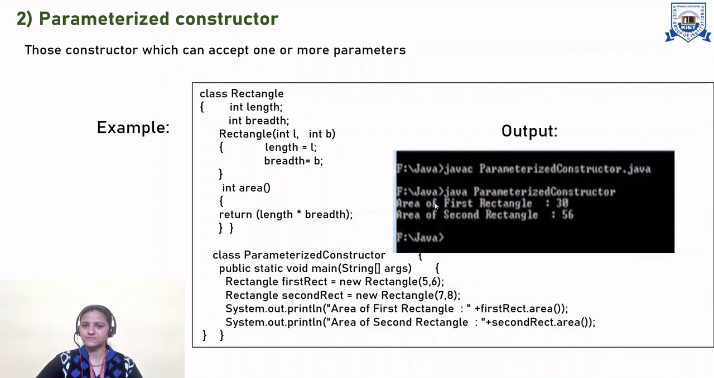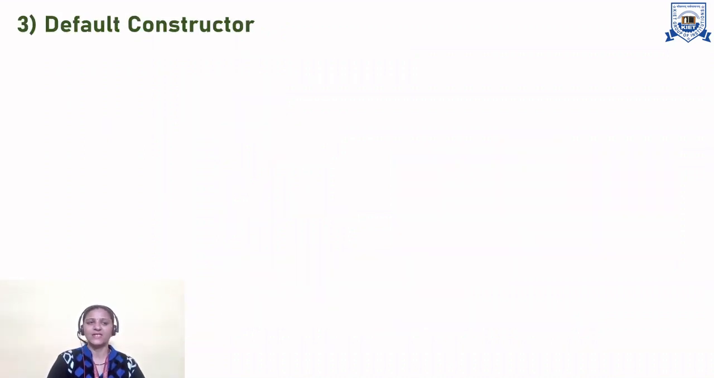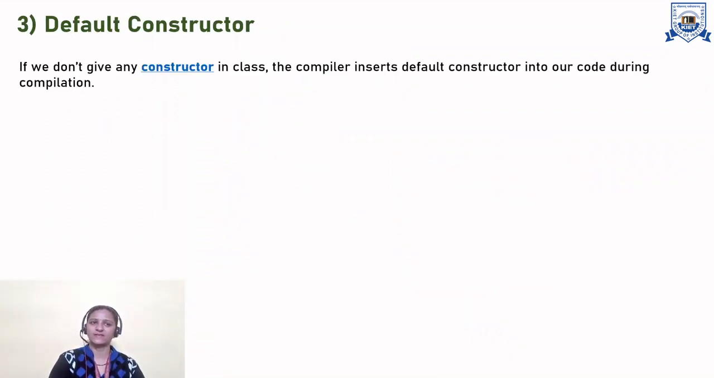So when we compiled the file, we executed the file, and we got the output. First time 5 into 6, 30, and next time 7 into 8, 56. This is the work of parameterized constructor. Now the next one is default constructor.